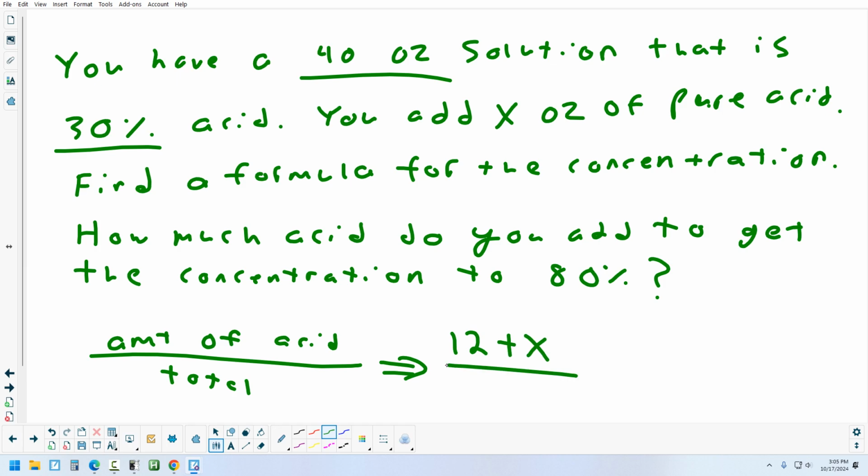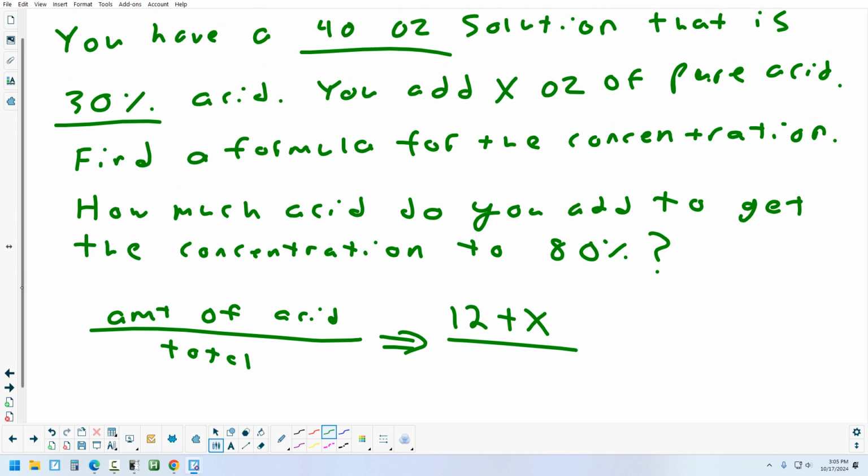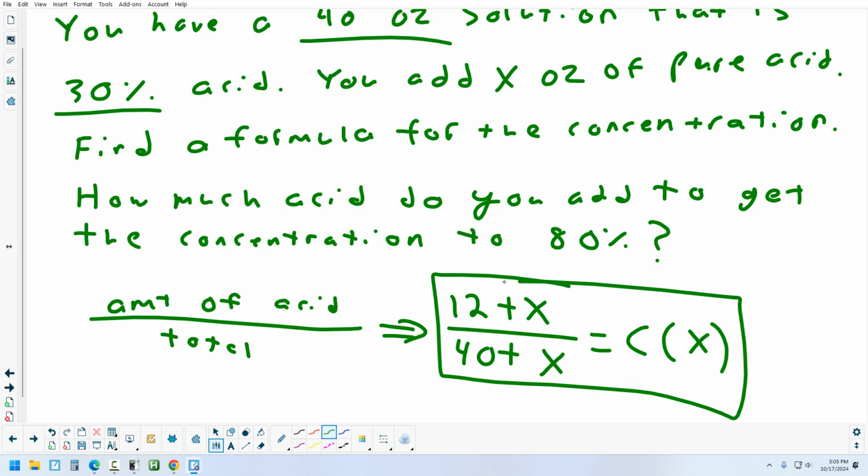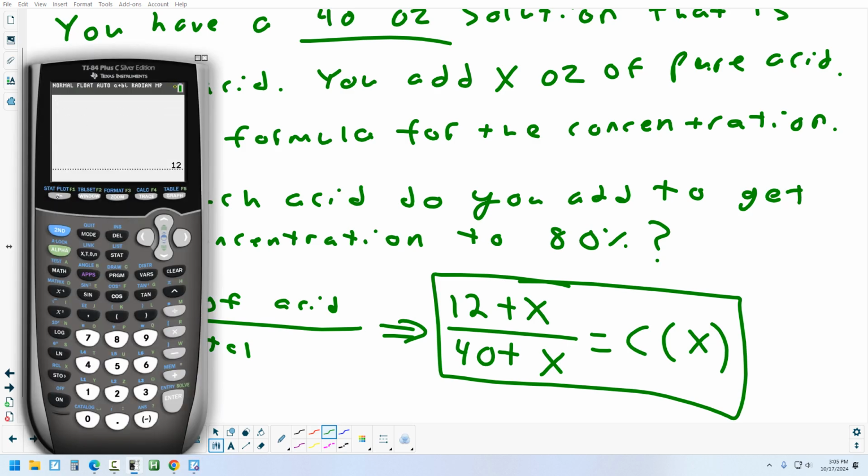And now for my total, how much liquid did I start with? 40 ounces. And how much liquid am I adding to the mixture? X. So there's a formula for your concentration as a function of how much acid you add to it. There's your formula. Now let's graph it. Make sure we type that in parentheses: 12 plus x divided by 40 plus x.